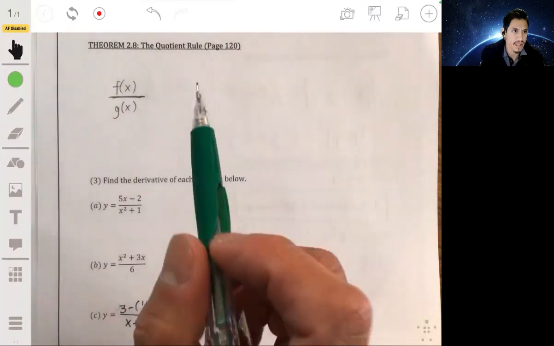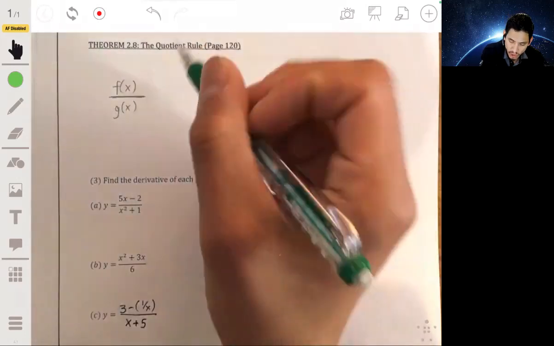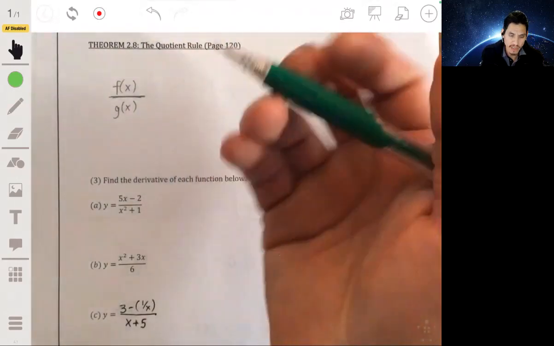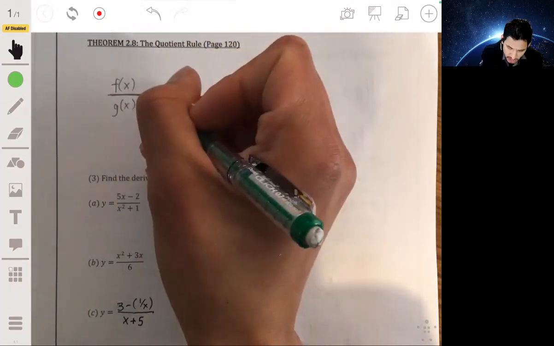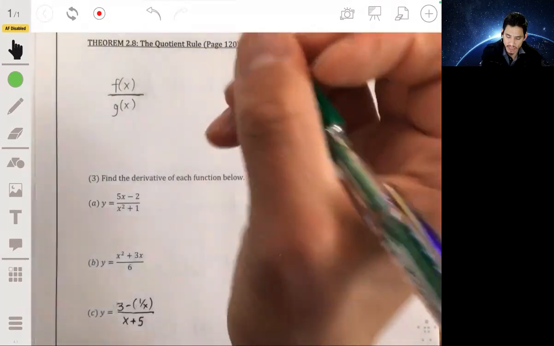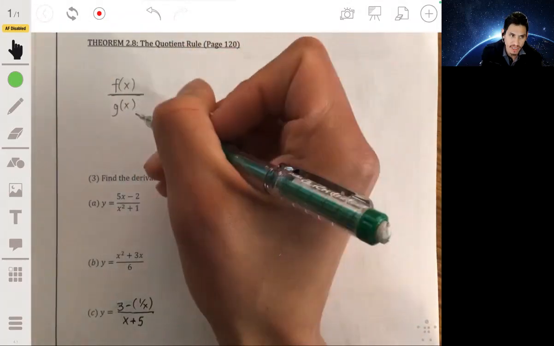Okay, so now in the next part of this lesson, we're going to go over the quotient rule. It's called the quotient rule because, you guessed it, you're going to have a quotient of functions. In other words, a function being divided by another function. And let's use f of x and g of x again.